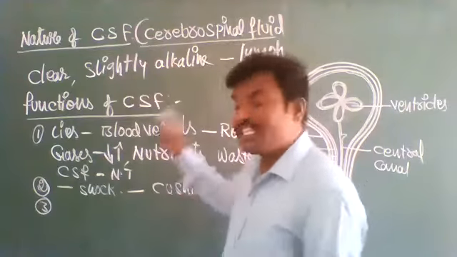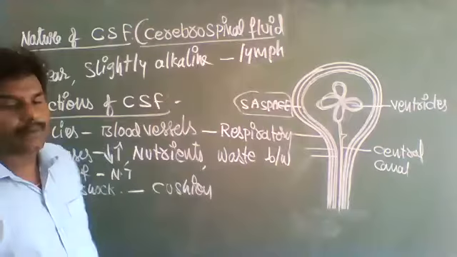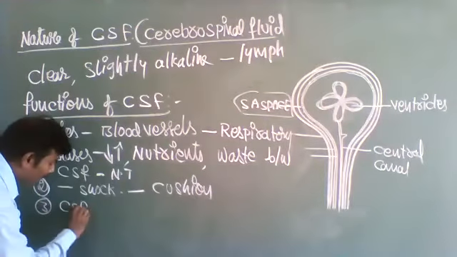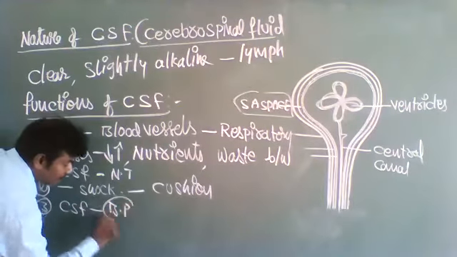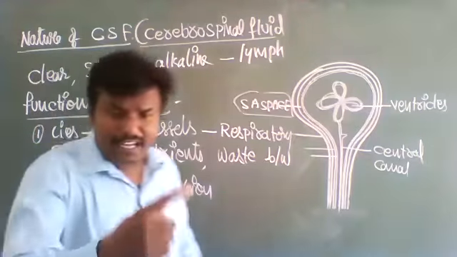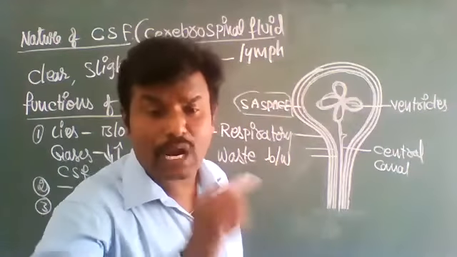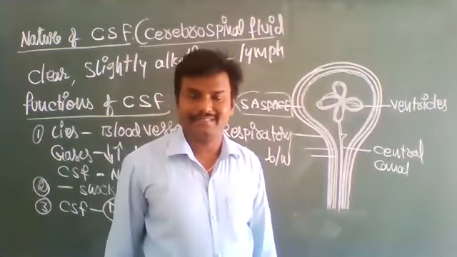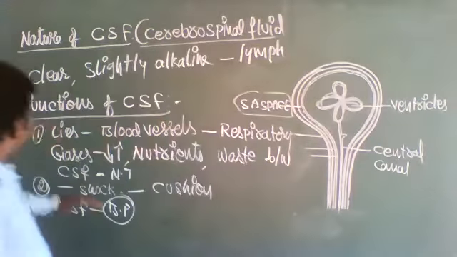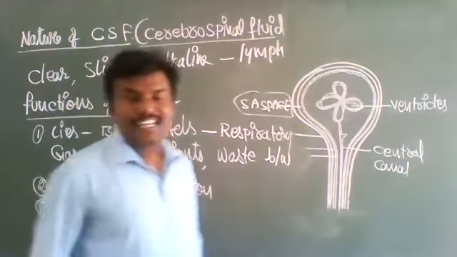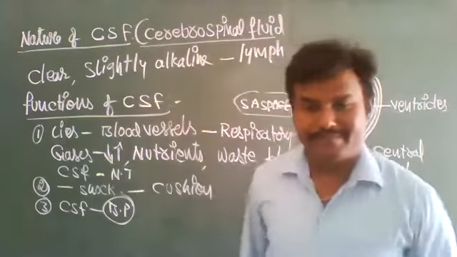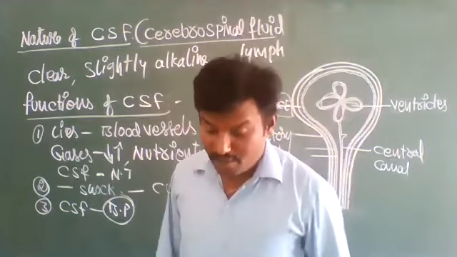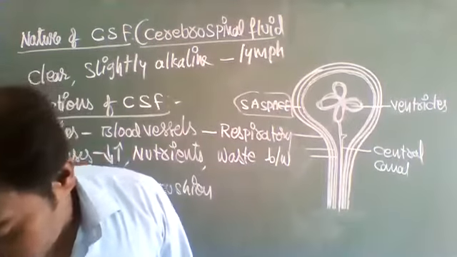In such a way, cerebrospinal fluid controls the blood pressure, in spite of any fluctuations that occur outside of the cranial blood vessels. Okay. So these are all the functions performed by the cerebrospinal fluid. Okay, that's all. Next.